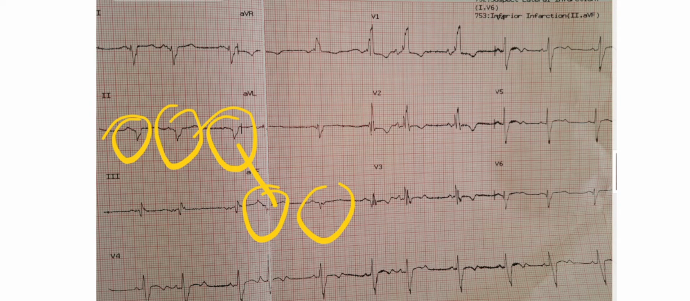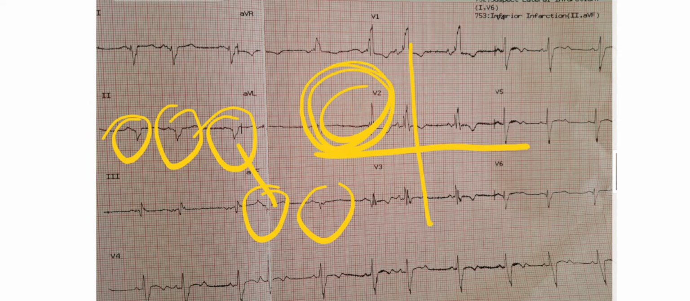So according to our quadrant method, since both of them are negatively deflected, it means we are dealing with this quadrant. So this is an extreme axis deviation, right? So we do have our cardiac axis here. It's an extreme axis deviation.